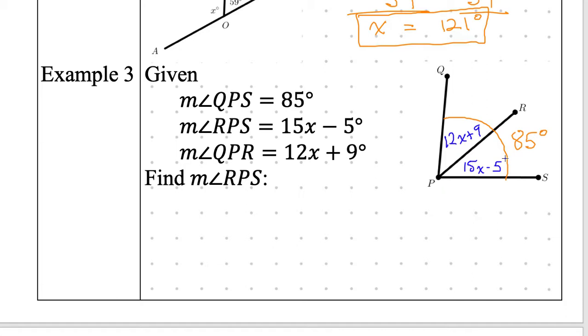There are two steps. 1, solve for x. The most common mistake on this problem is entering x for the answer. You're not done. Then you need to do step 2, which is plugging in x right here into that bottom expression, and then finding what the angle of RPS is. All right, so step number 1, finding x. Here we go.